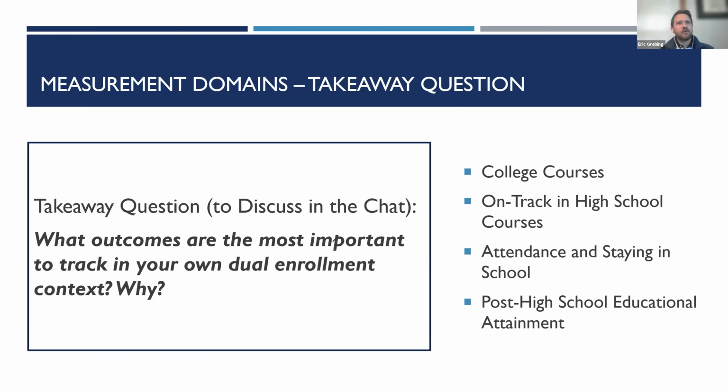So now I want to turn it over to you in the chat to think about this particular question. And the question here is, in your context, based on what you've heard, and maybe some things that even I have not put into this presentation, what are some of the outcomes that are the most important for you to track in your own dual enrollment context, and why?